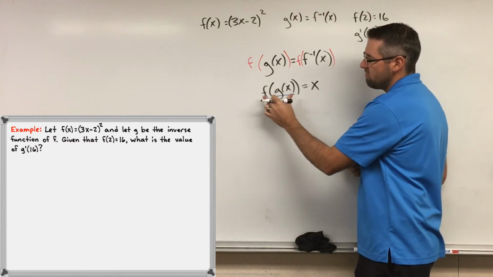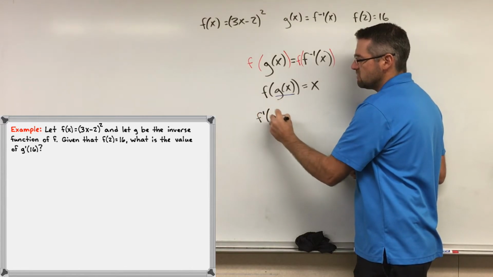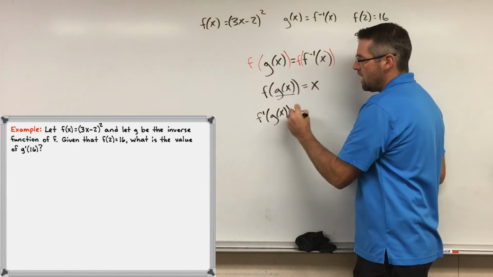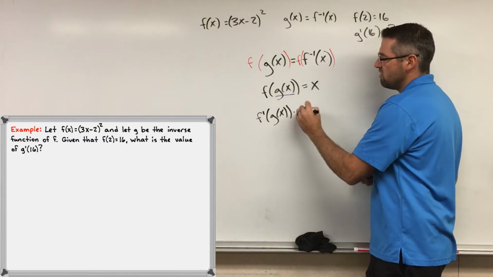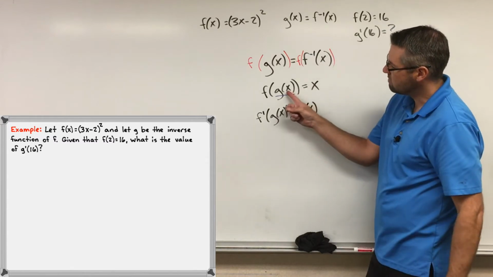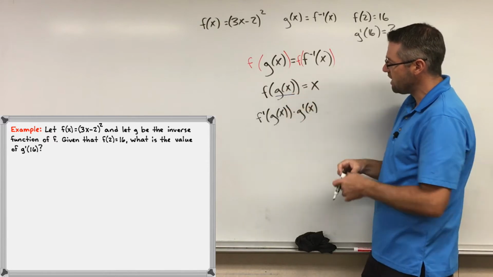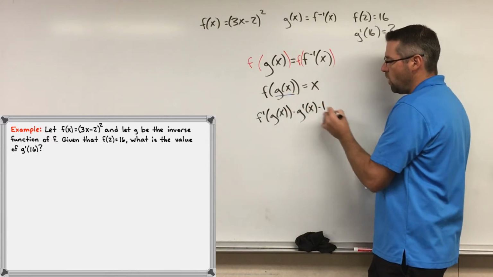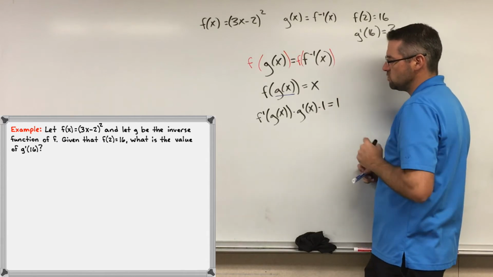So what's the derivative of f of something? Well, that would be f prime of something, and then times the derivative of that something. So it would be times the derivative of g, which is g prime of x. And then you could even argue, well, we have something inside of the g. It's x. So what is the derivative of the x? Well, times 1. Okay? And then that is equal to the derivative of x over here, which is 1.